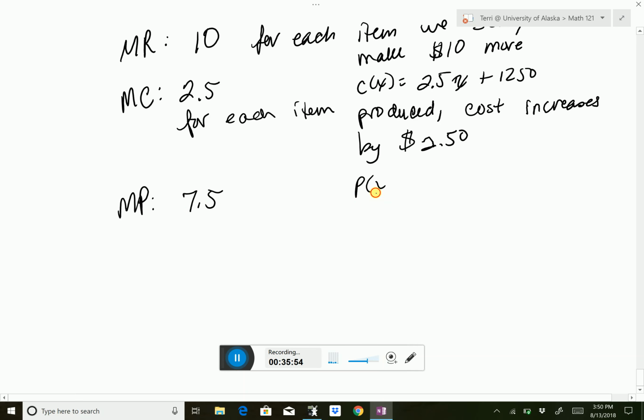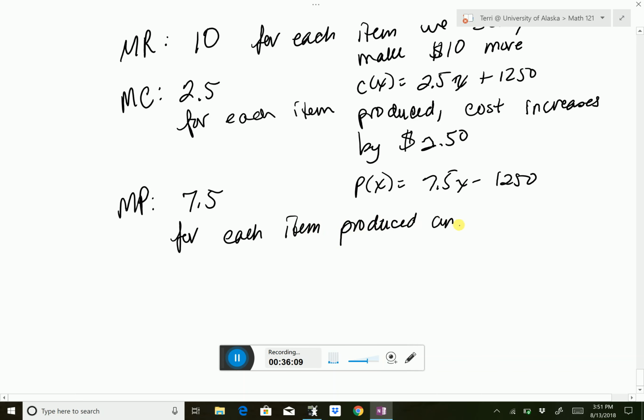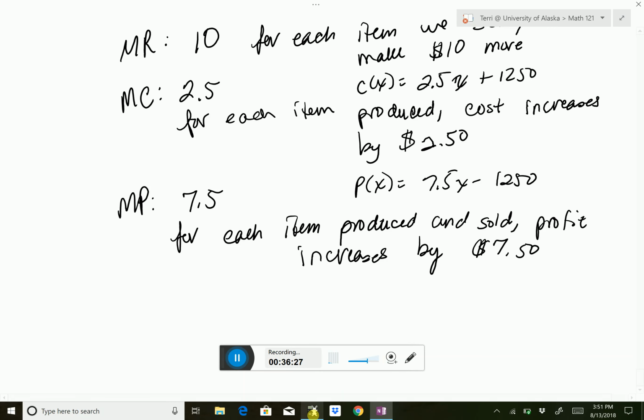Marginal profit was 7.5. Remember our profit function was 7.5x minus 1250. So 7.5 for each item produced and sold, profit increases by $7.50. So that gives you an idea of marginal profit.